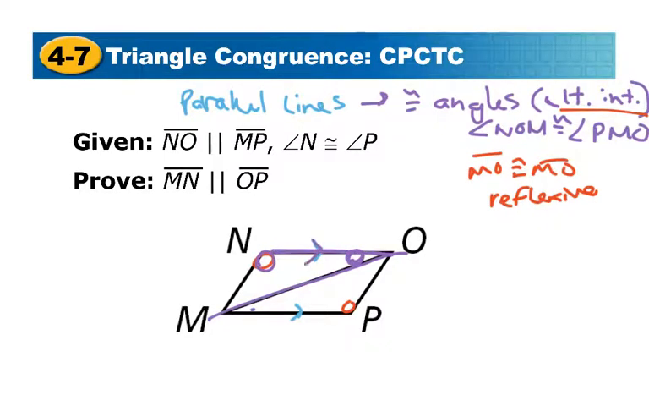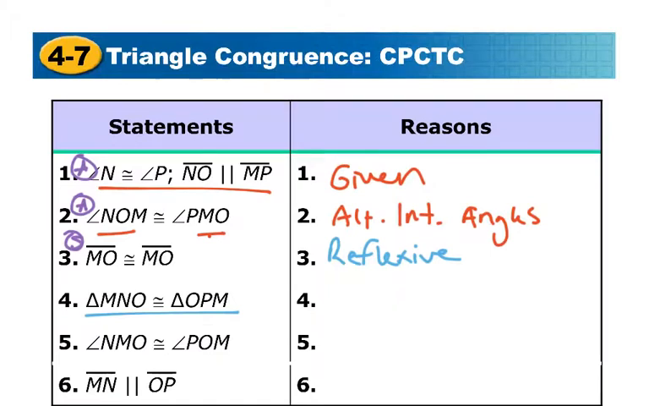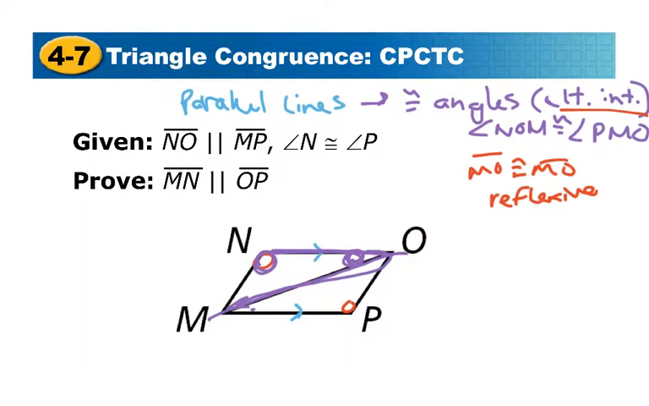Remember, this mark here does not mean that they're the same, it means they're parallel. So this is angle, angle, and then side after them. So we can say by angle, angle, side that those two triangles are the same. Then we get to say that angle NMO and POM, where's NMO? NMO and POM. So these other angles are going to be congruent.